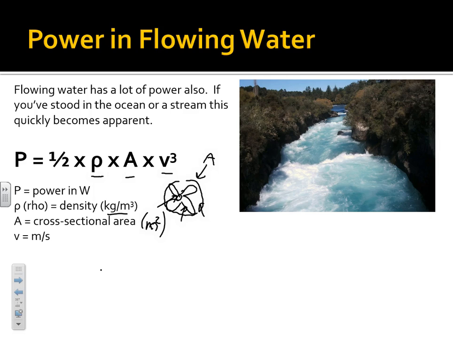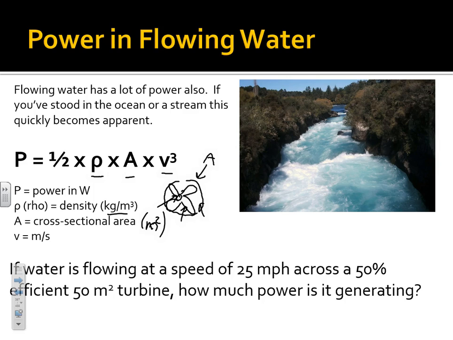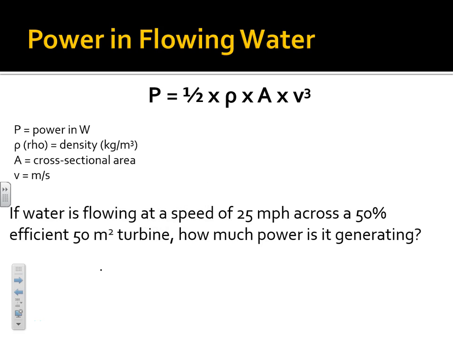Okay, so let's do a calculation. If water is flowing at a speed of 25 miles per hour across the 50% efficient turbine that's 50 square meters in area, how much power is it generating? Go ahead and press pause and see if you can figure this out. Okay, so let's do the calculation here. This should not be terribly difficult given that you've done a lot of this with the wind. We know the density of water. The area we're given, so let's calculate the velocity.